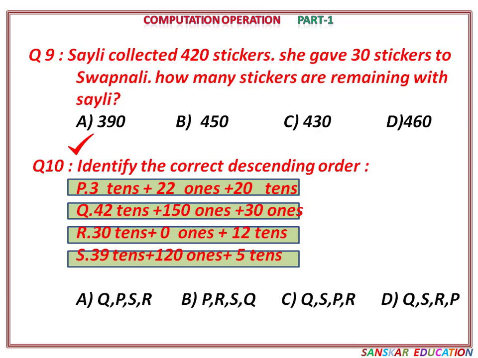Next question. Identify the correct descending order. First, 3 tens plus 20 plus 20 tens. Second, 40 tens plus 150 ones plus 30 ones. Third, 30 tens plus 0 ones plus 12 tens. Fourth, 39 tens plus 120 ones plus 5 tens. Options are given. Correct answer is option D.